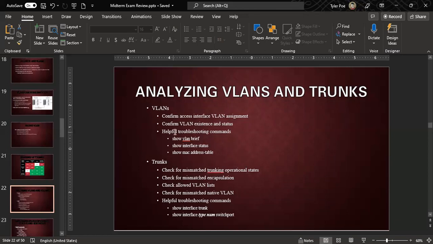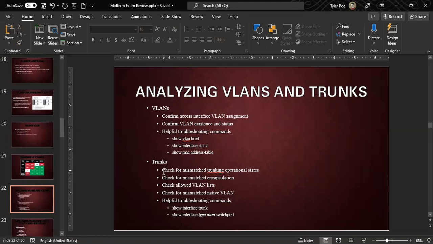Here are some good troubleshooting commands for all this. You can use show VLAN brief, show interface status, and show the MAC address table. You can look at the MAC address table to see if any communications are occurring. Ping obviously shows that too, but interface status is also helpful for details on the port. But show VLAN brief is the most important command in this case.